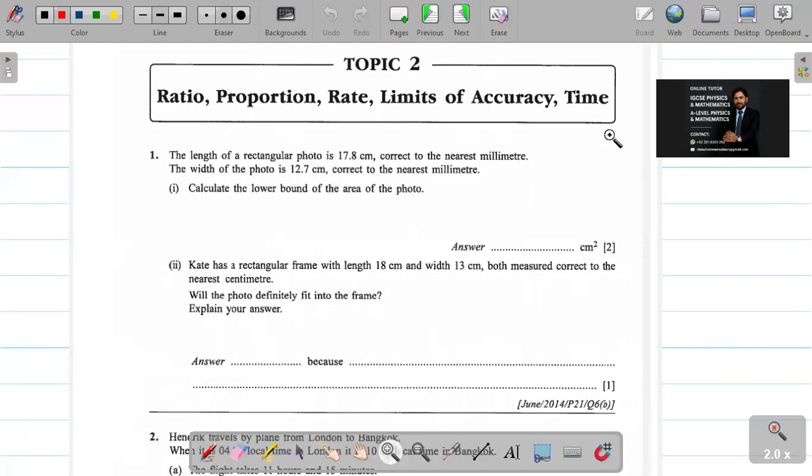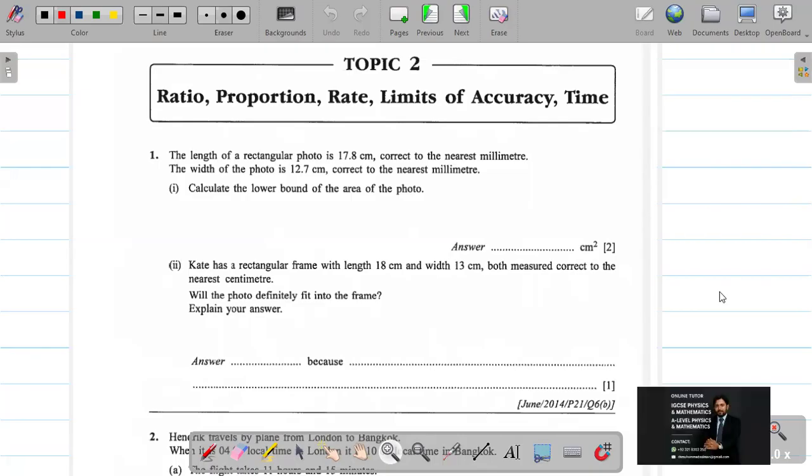Today we are going to start with the O-level mathematics topic: ratio, proportion, rate, limits of accuracy and time, related to paper 4 of IGCSE and paper 2 of O-levels. And today, what is a ratio?